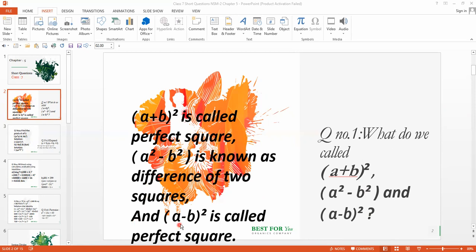Good. And the third one, (a minus b) whole square. Look here, this (a plus b) whole square and this (a minus b) whole square are called perfect square. I think you have observed that these two have the same name. We call these two identities perfect square. But look here, a square minus b square, we call it difference of two squares.